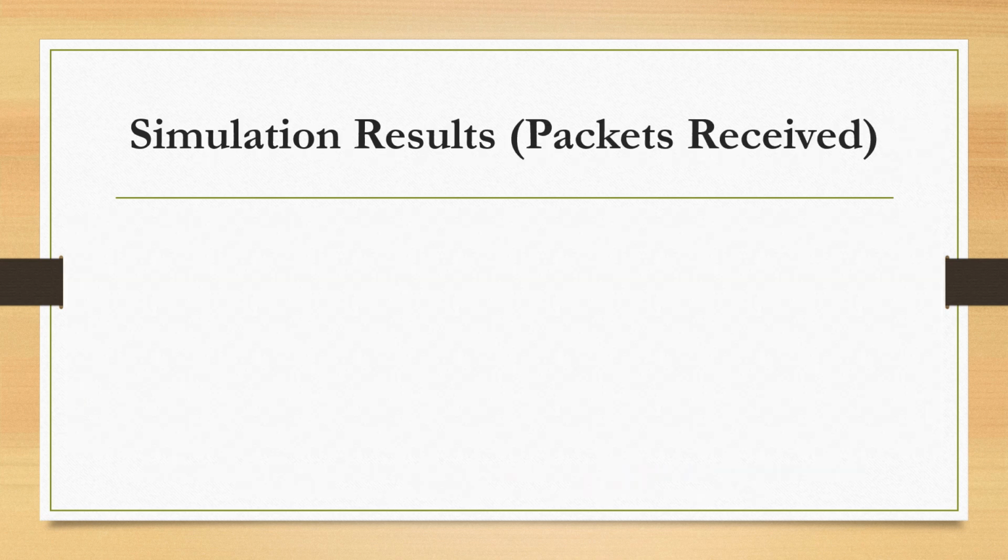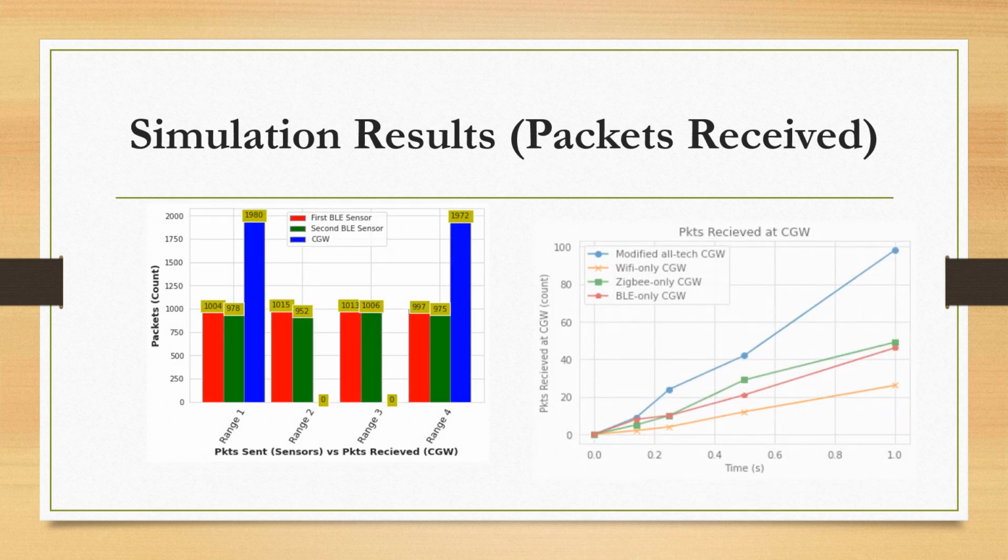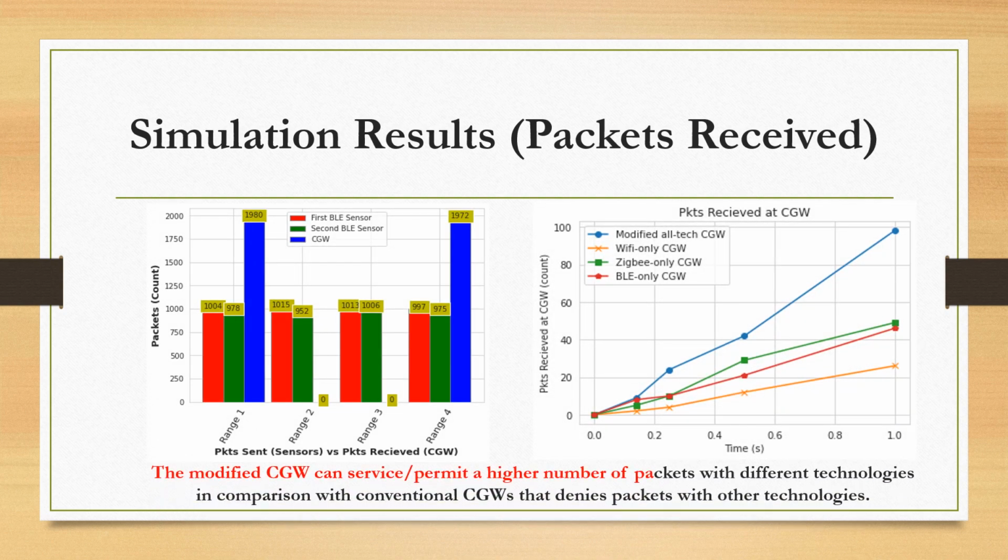Of course, the throughput is measured in megabit per second. As for the simulation results for the packets received, as we can see here in the first chart, we have the 4 ranges, range 1, range 2, 3, and 4. For each range, for each capillary gateway, 1 and 2 and 3 and 4, as I have shown you previously in the simulated topology slide.